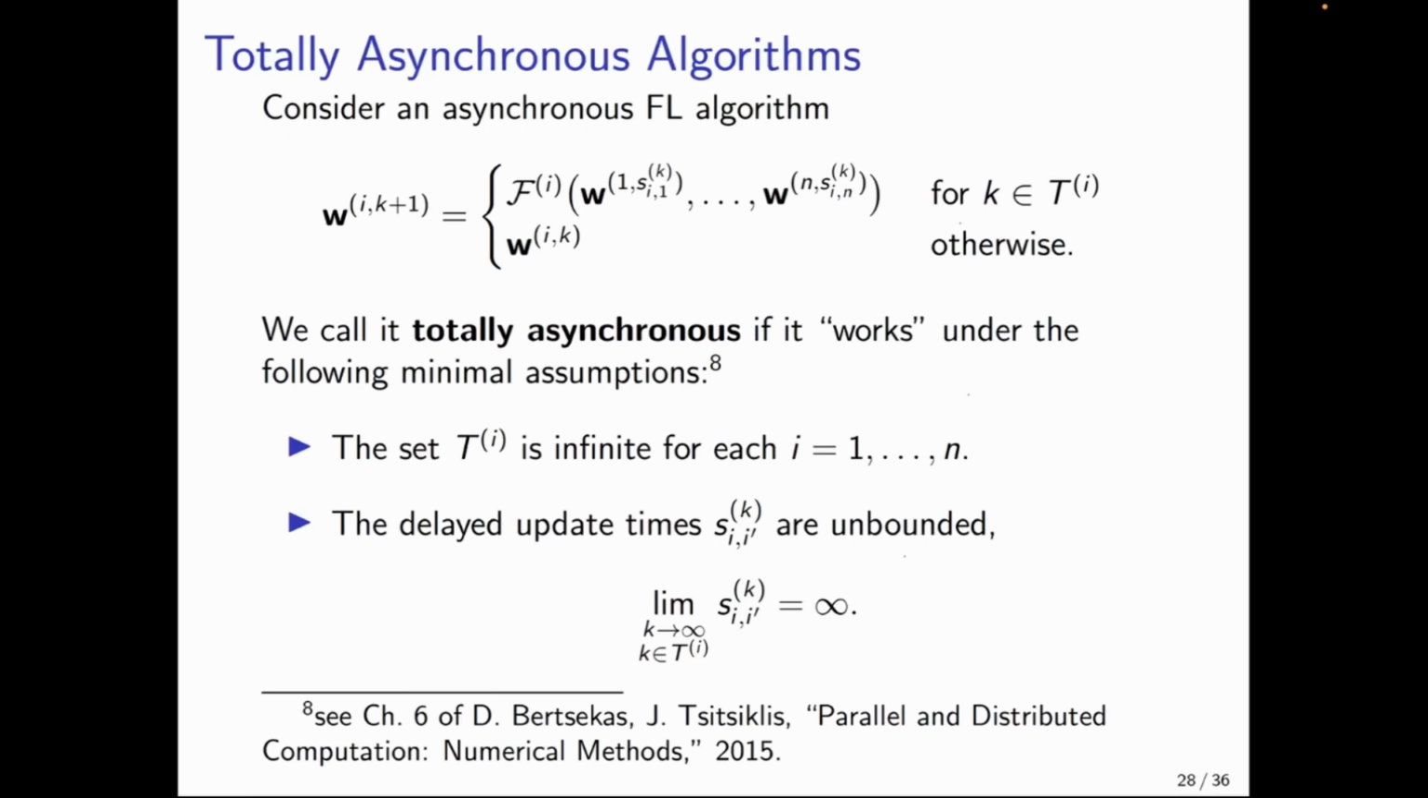So the amount of delay does not necessarily need to be bounded here. So these delayed update times must be unbounded, but the delay, so how much they can lag behind the actual time step k, can be unbounded. But still, they must never stop sending once in a while an update to their neighbors. And yeah, a totally asynchronous algorithm works only if these two, I would say, minimal assumptions are satisfied.